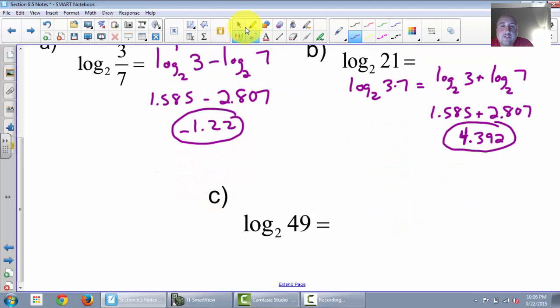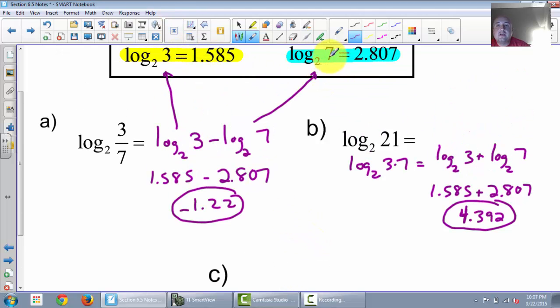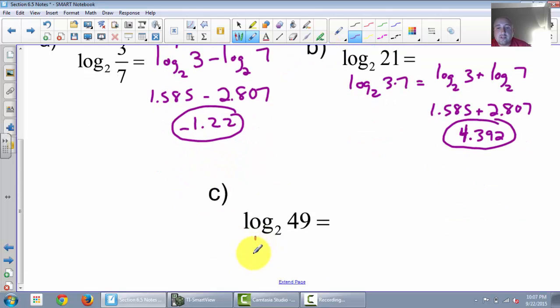Okay, last but not least, we have this problem right here. It says log base 2 of 49. Okay, how do I get 49 from a 3 and a 7? I could do this one of two ways. If I notice I have 7, I could do 7 squared. So I could rewrite this as log base 2 of 7 squared.